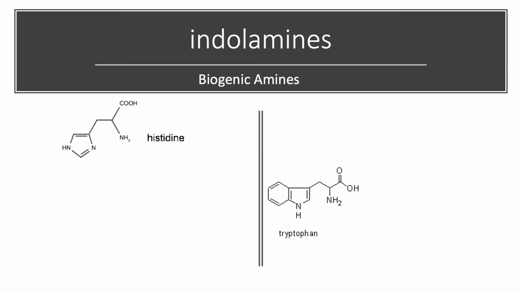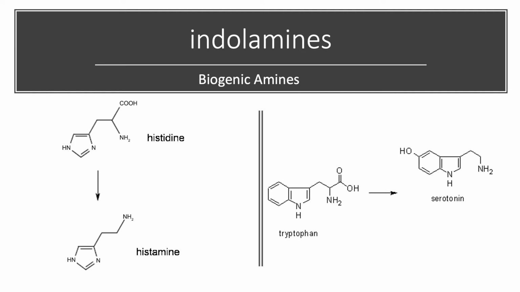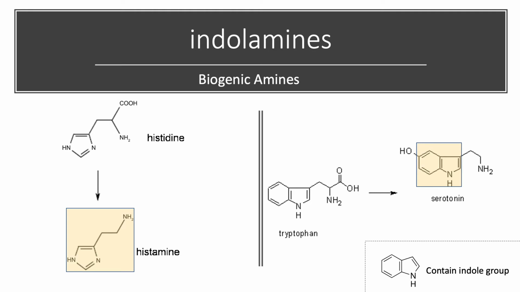And our other class of biogenic amines are the indolamines. Okay, and these include histamine, synthesized from histidine, and then serotonin, which is synthesized from tryptophan. So histamine is modified histidine, serotonin is modified tryptophan. And again, these are all going to contain an indole group. Less obvious within the histamine, it's kind of a broken ring structure there, but then very obvious within the serotonin.